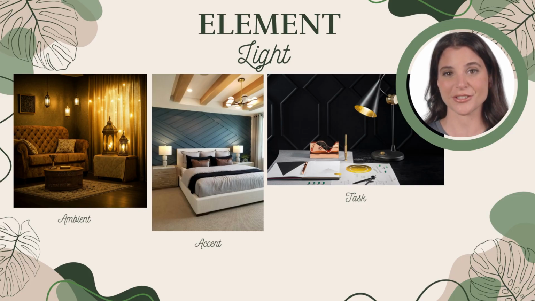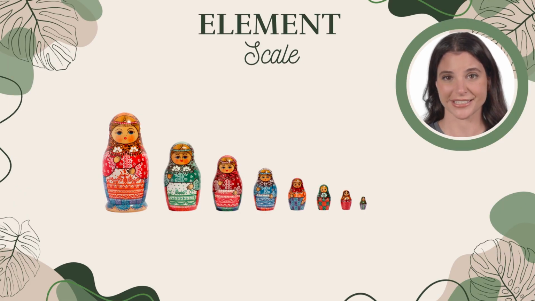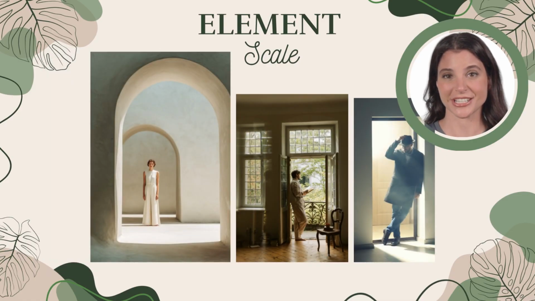scale, which helps us understand proportion, size, and how spaces feel in relation to the human body. Scale refers to the size of a space or object in comparison to what we would expect it to be, usually measured against an accepted standard like the human body. For example, most of us expect a residential doorway to be about 6 feet 8 inches tall. If you walk up to a doorway that is 10 feet high, it feels monumental or grand precisely because it breaks our expectation of scale.